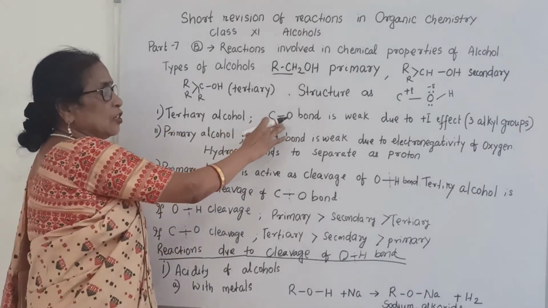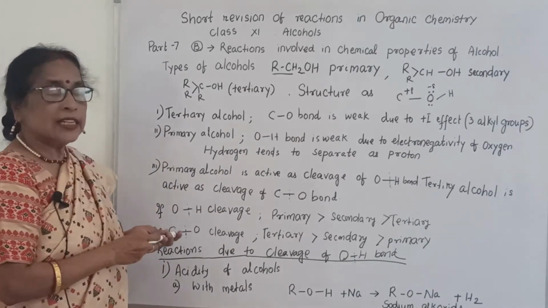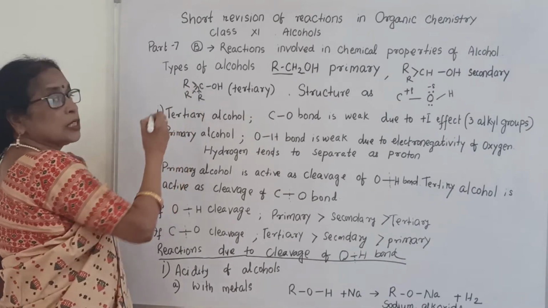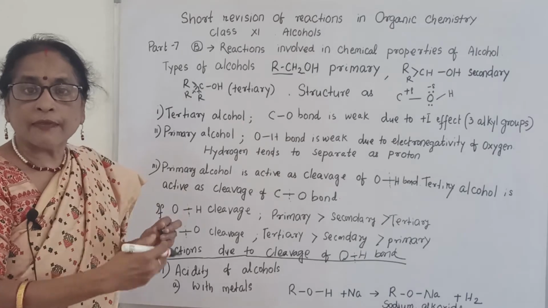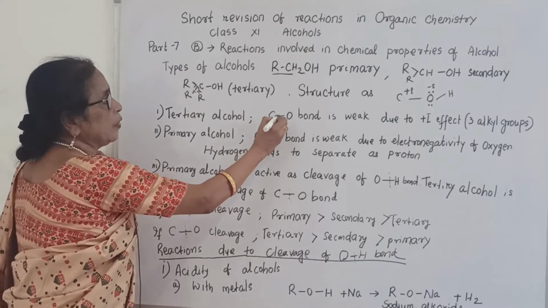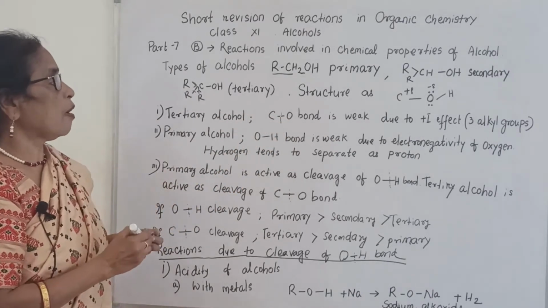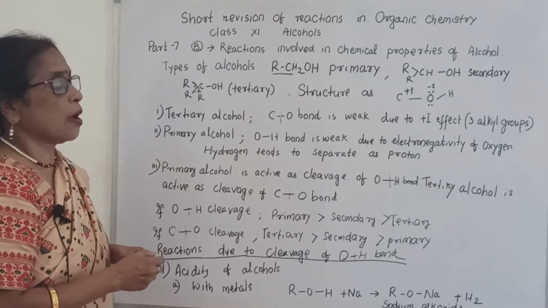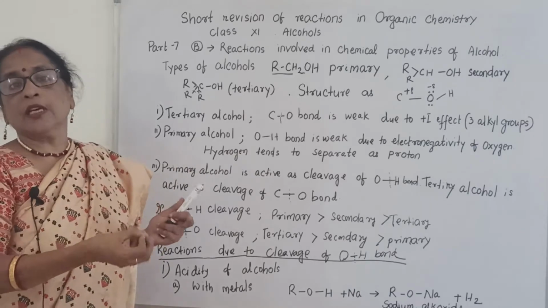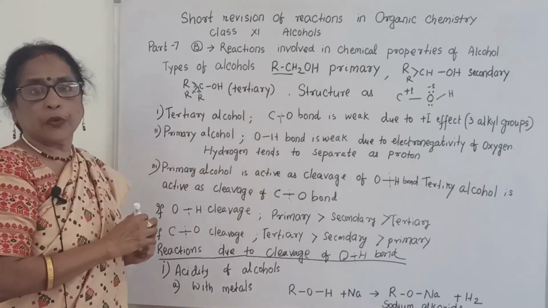In tertiary alcohol, the CO bond is very weak. How can you know the CO bond is very weak? Because here three alkyl groups are attached and they are releasing electrons towards this carbon. That means the plus I effect is more here. That is why the CO bond is very weak and it can easily break. So the CO bond is very weak due to the plus I effect of the three alkyl groups, which release electrons towards the carbon.